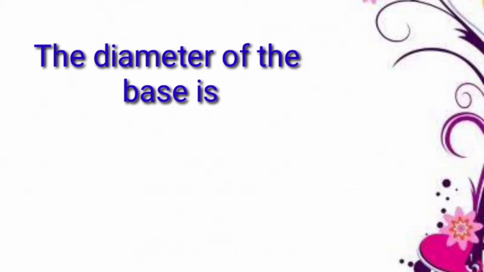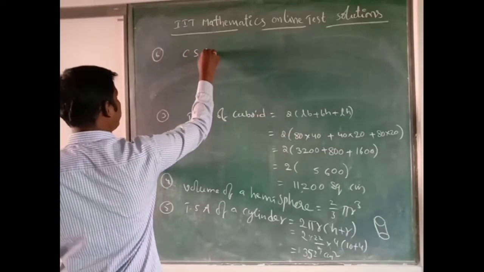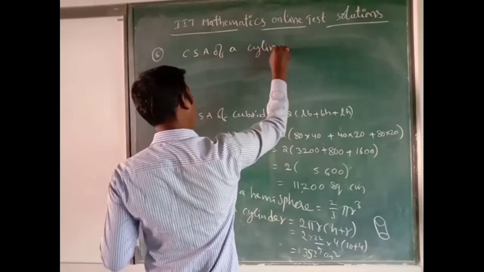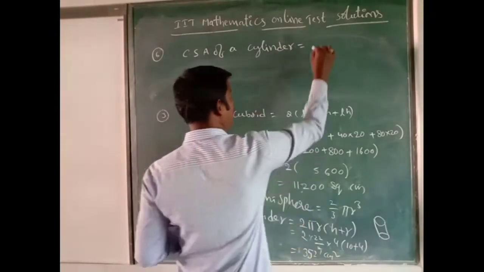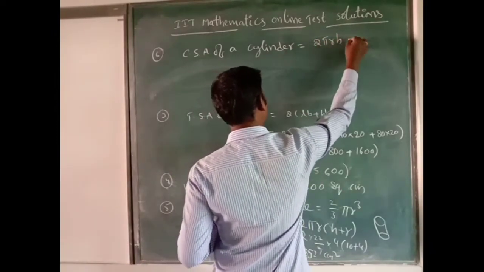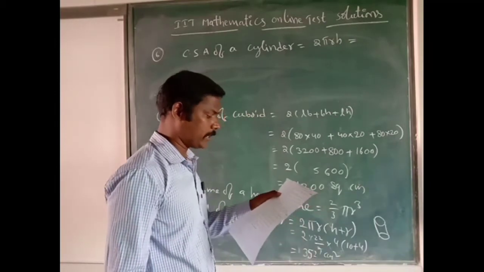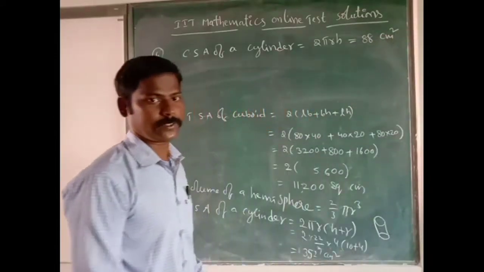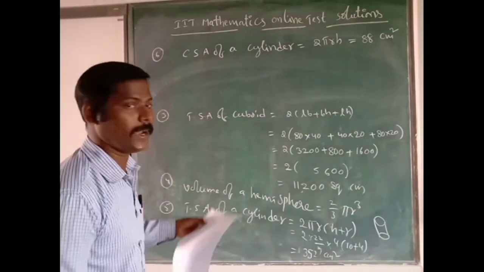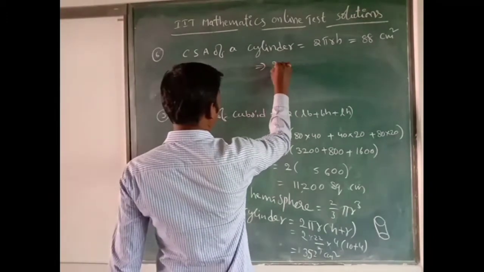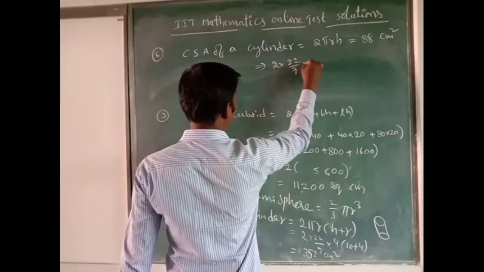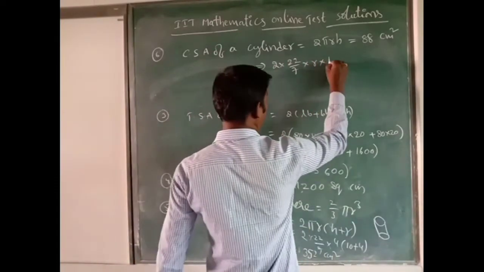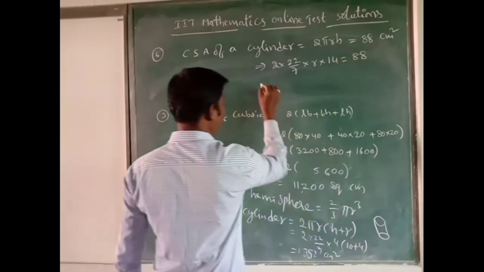So look at question number 6. Curved surface area of a cylinder. Curved surface area formula we have, 2 pi r h. But this value is given in the question only. How much is that value? 88 centimeters square. And also here one more value is given. Height is given. Substitute the values: 2 into 22 by 7 into r, we don't know r. But height how much is given in the question? 14 is equal to 880.